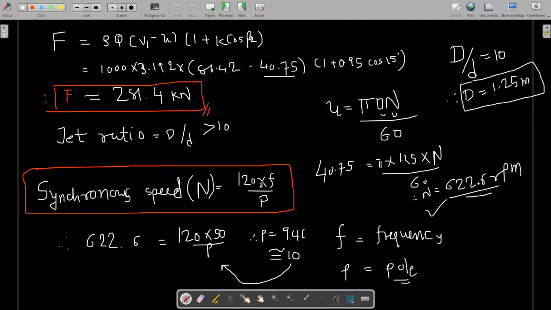In many handbooks some standard relations are given, that for this jet ratio the diameter of bucket and jet should be this. From that correlation they have given that the D by d ratio should be greater than 10, but greater than 10 means it may be anything: 11, 12, 50, 100, 1 lakh, 1 crore, or infinity. So from the design consideration, we have fixed the lower limit. The lower limit we have set is 1.25 meter, for this much force and power output, 10 megawatt.